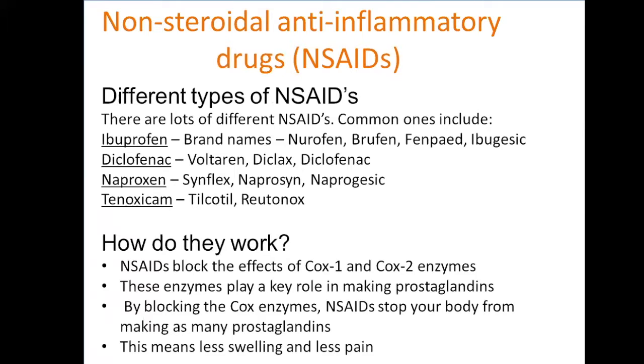So the way that the NSAIDs work is they block enzymes that cause prostaglandins to be made in the body. And we're going to look at these a bit more in the following slides. And by blocking these enzymes, the pain, the swelling and the fluid is decreased. And so when we block the prostaglandins, there's less swelling and there's less pain. So let's have a wee look about how prostaglandins work.